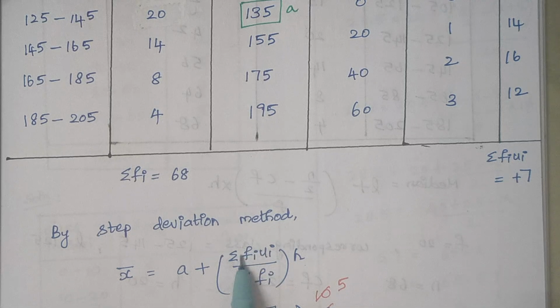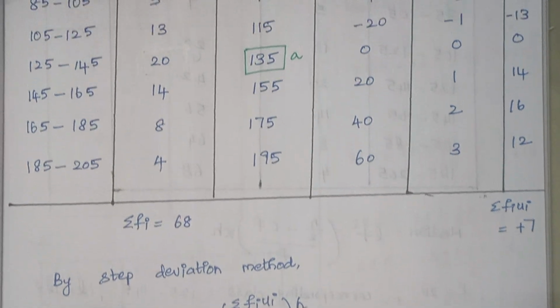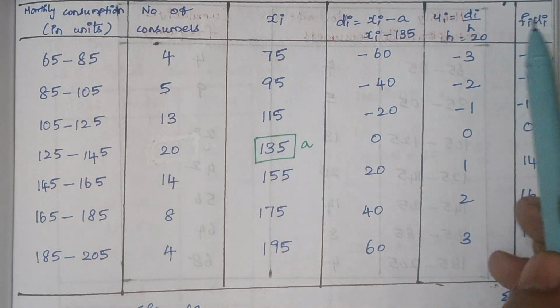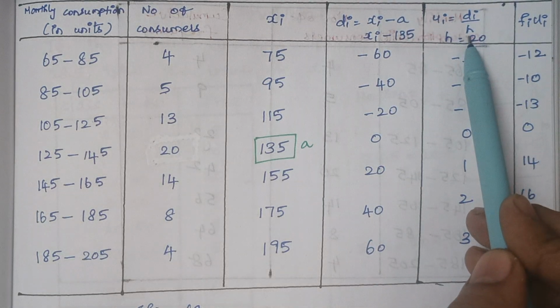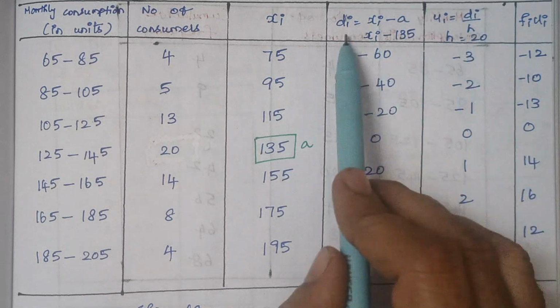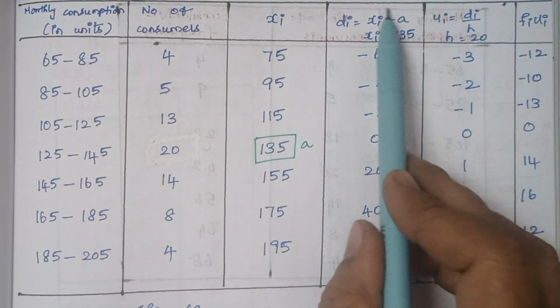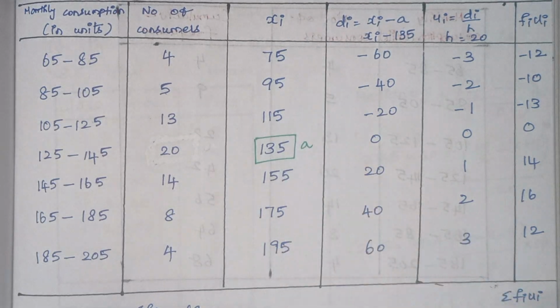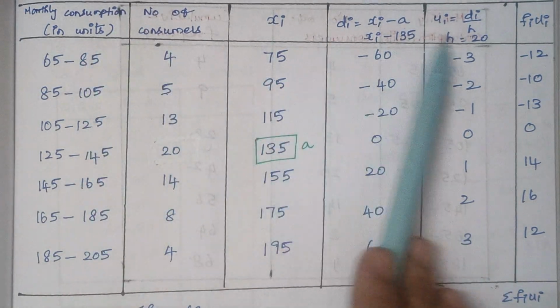So here we start with Fi ui. So this is your Fi ui. And what is ui? ui is nothing but di by H. So here what is di? di is xi minus A. And what is xi? For xi we have to frame a separate column. That's it. So first list down all the things we need.